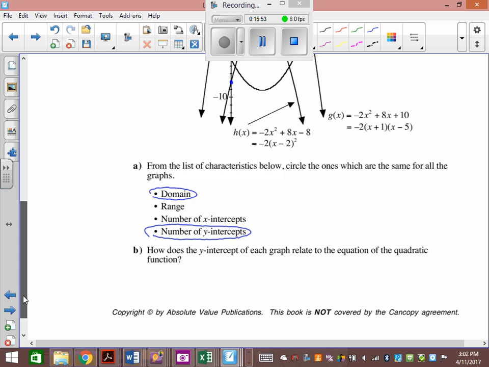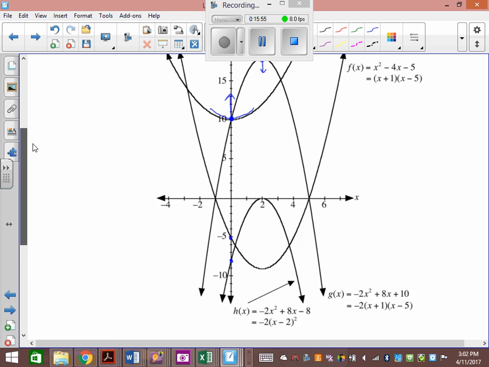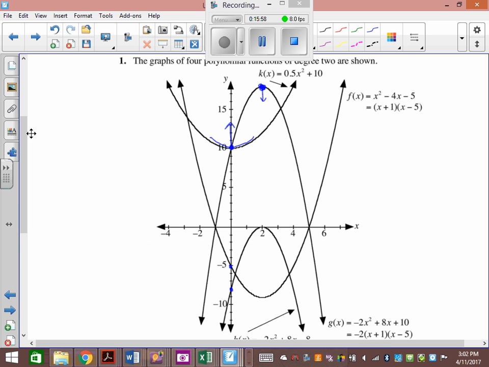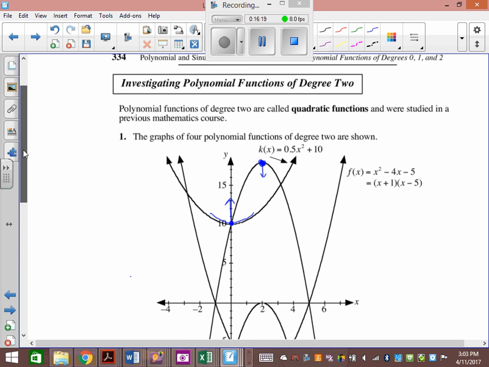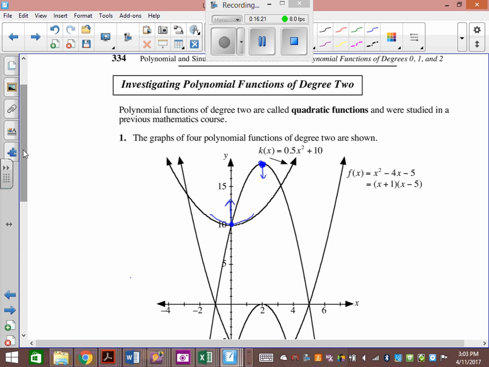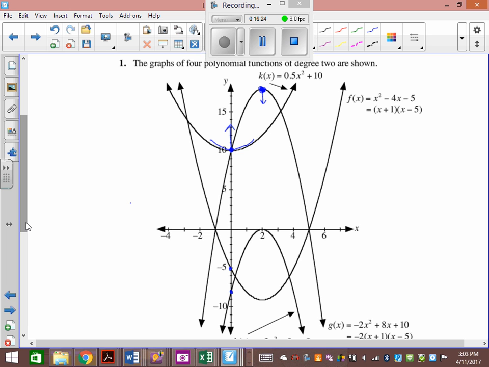How do you know the y-intercept from the equation? This one has a y-intercept of 10. This one has a y-intercept of 10 as well. That's where it crosses. This one has a y-intercept of negative 8. This one has a y-intercept of negative 5. What number tells you that?